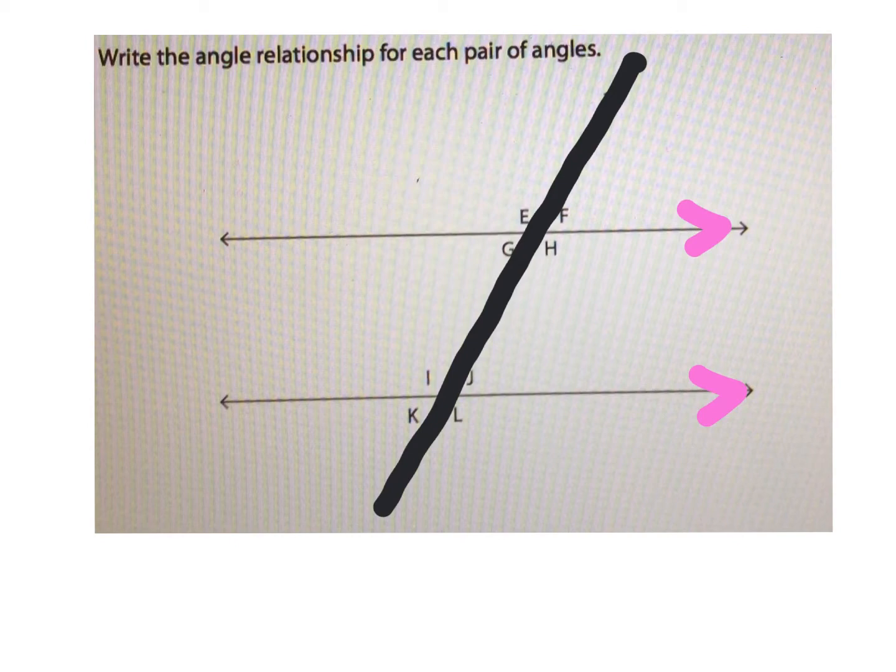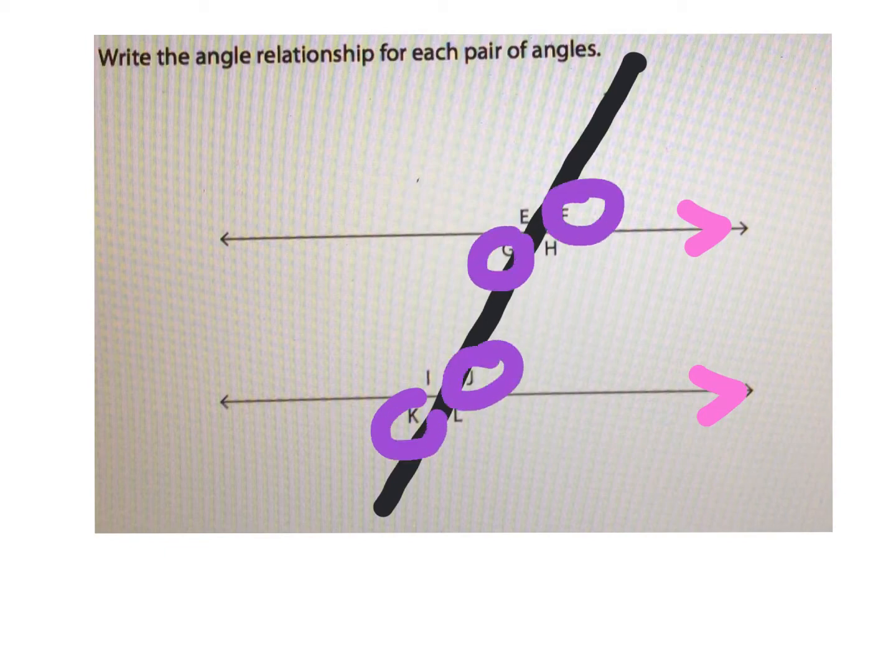So vertical angles, if you remember, are angles formed by two intersecting lines that are across from each other. So a pair of vertical angles would be K and J, or G and F. And I'm hoping you're thinking that there's more. So E and H would be a pair, and I and L would be a pair. Okay? Now let's talk about supplementary angles on the next slide.